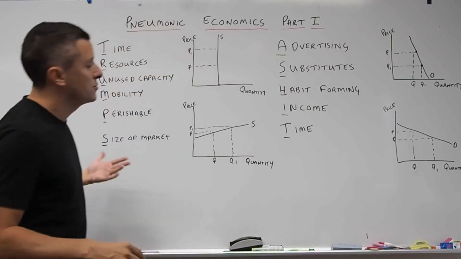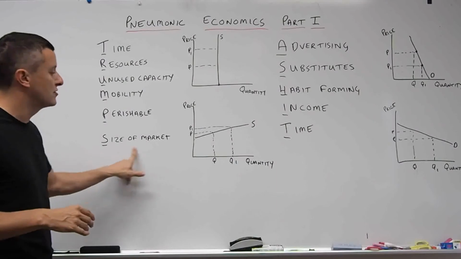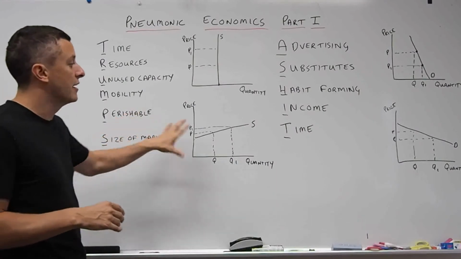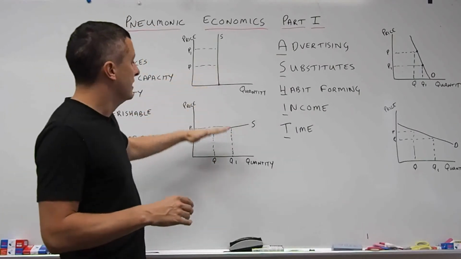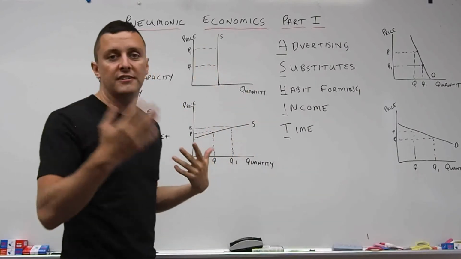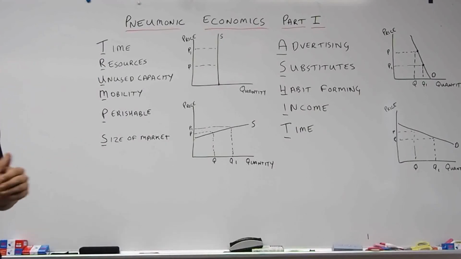Okay, and then the last one is the size of your market, and that's talking about producers, like how many other producers are there of your goods, and that will definitely affect whether the goods is elastic or inelastic. Now just think it through logically with these examples, and you should be able to get there.